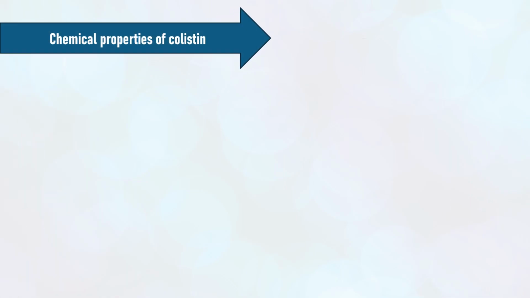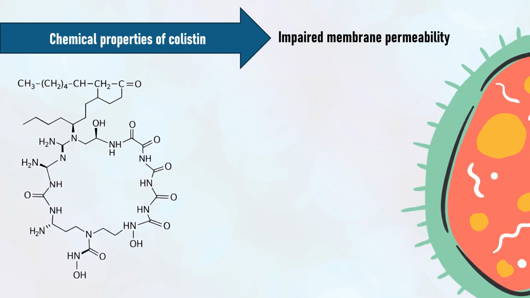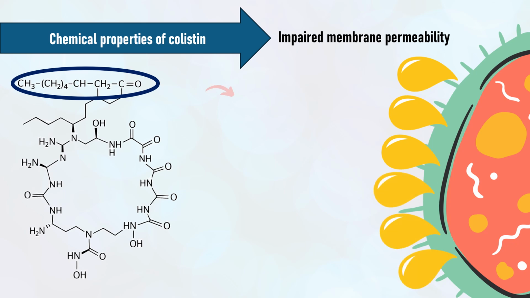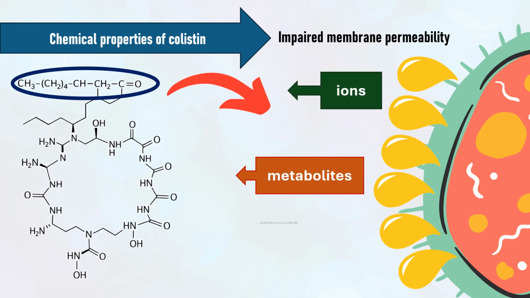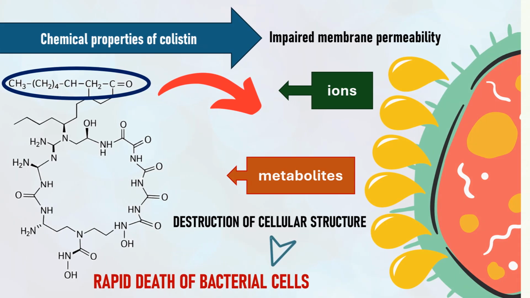Chemical properties of colistin. Impaired membrane permeability. After binding, the hydrophobic tail of colistin is inserted into the lipid layer. The membrane becomes unstable, leading to ion leakage, release of intracellular metabolites, and destruction of cellular structure. This results in rapid death of the bacterial cell.